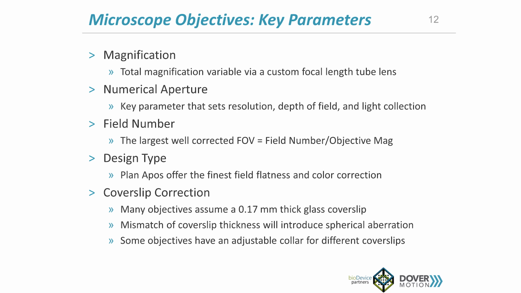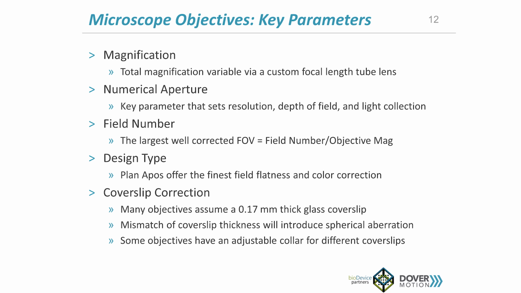And that is basically the field number, which is written on the side of the objective frequently, divided by the objective's magnification, also written on the side of the objective. Also important to the objective is its design type, which basically is how many optical elements are inside the objective and the level of correction. Plain apochromatic objectives offer the best image quality.